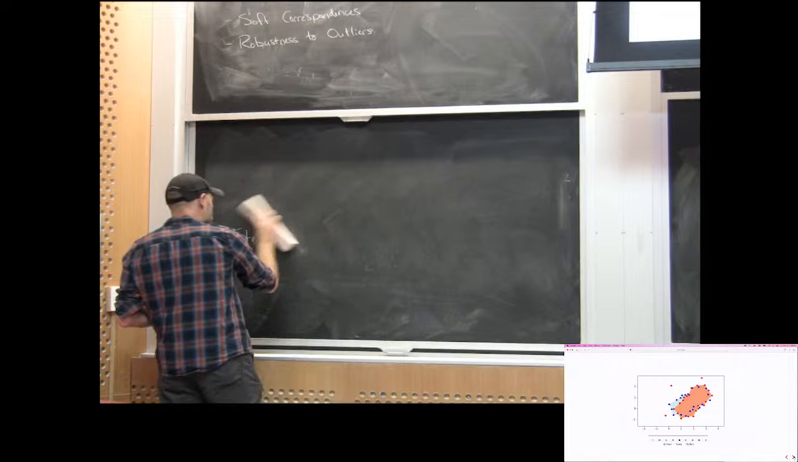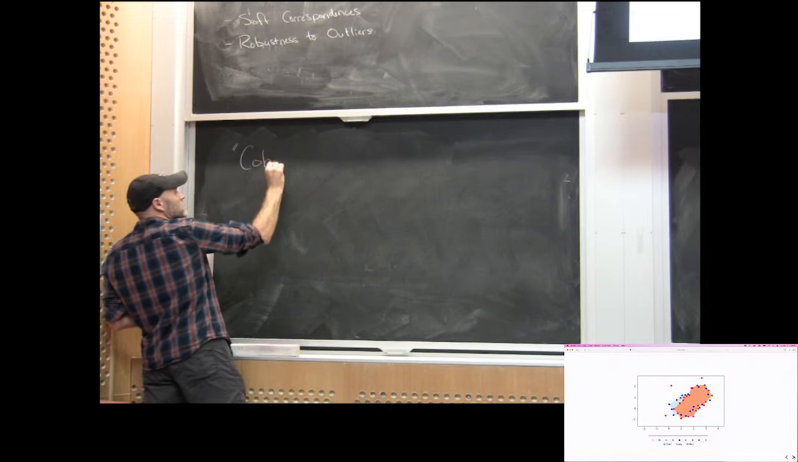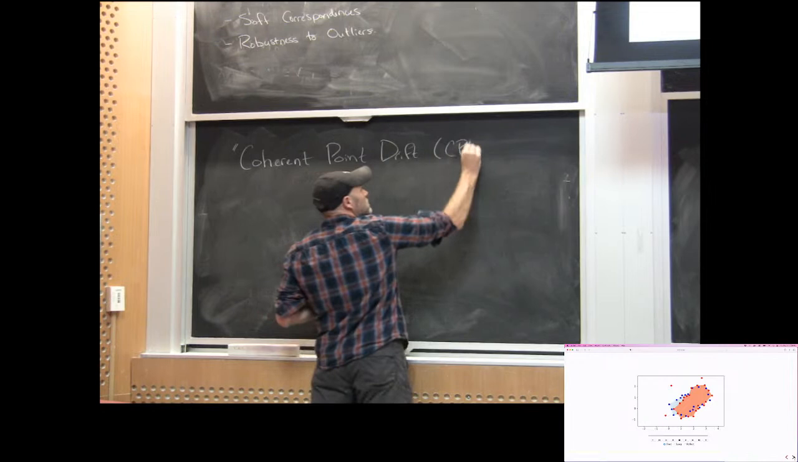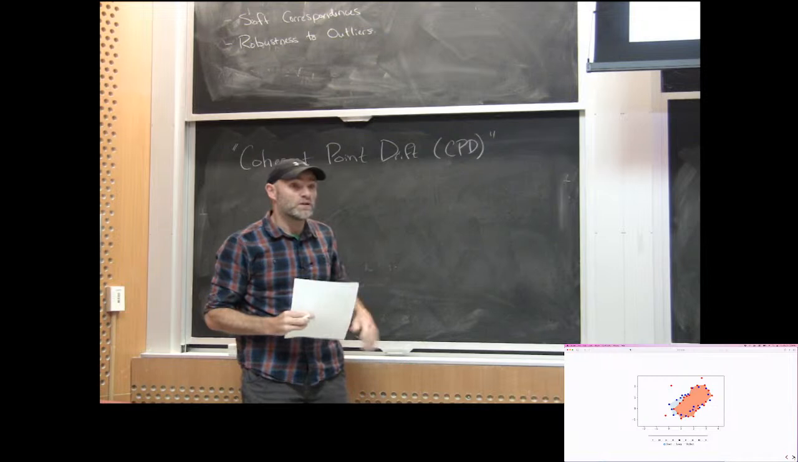This is just another one, coherent point drift, CPD. It's one of the famous alternatives, if you will, to ICP, but you can really just think of it as a soft version of ICP.